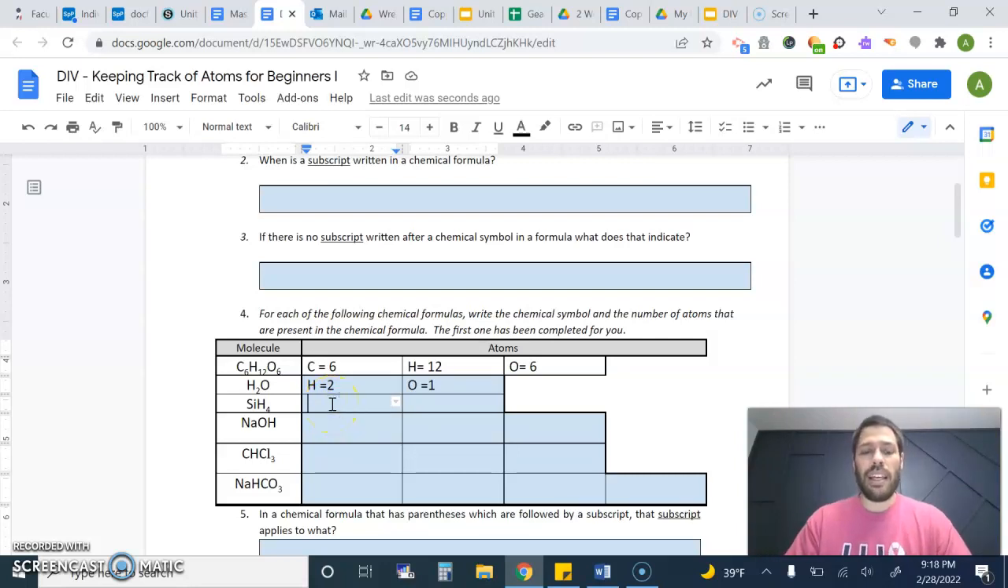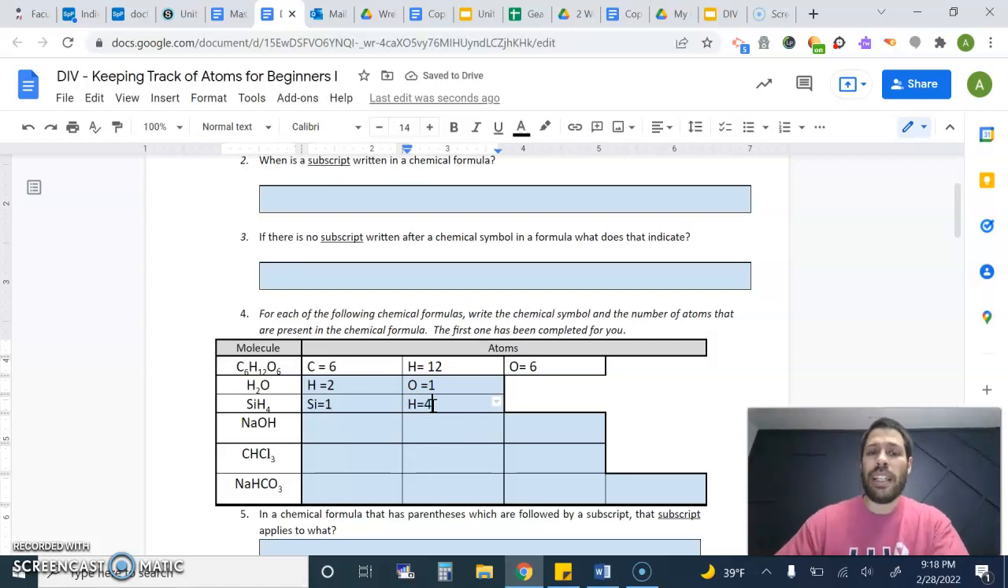SiH4. One box belongs to my Si. The other box belongs to my H because I have Si and H in my molecule. I have 1 Si and 4 H's. It's as simple as that.